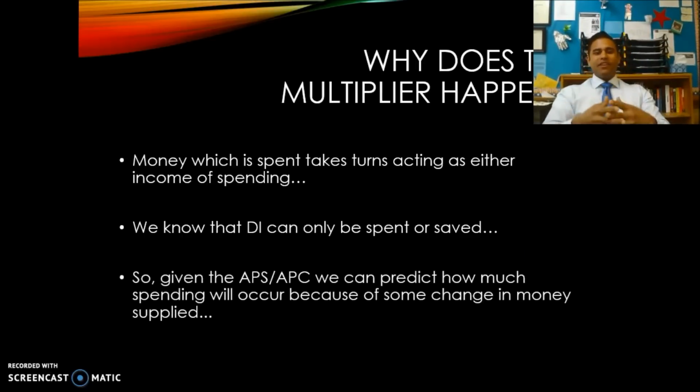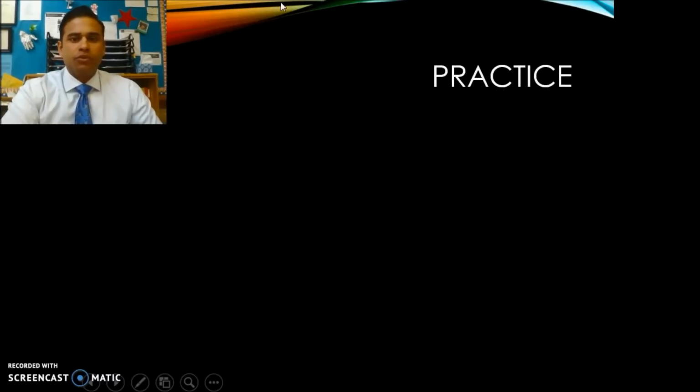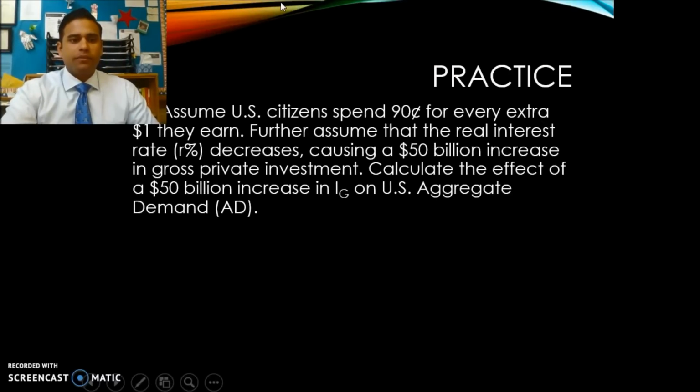So given the marginal propensity to consume, this is a typo here, so I'm going to correct that on the slide, but given the marginal propensity to consume and the marginal propensity to save, we can predict how much spending will occur because of some change in the money that is supplied into this cycle of spending. And all of this, finally, is to give us the tools to do the practice problem here.